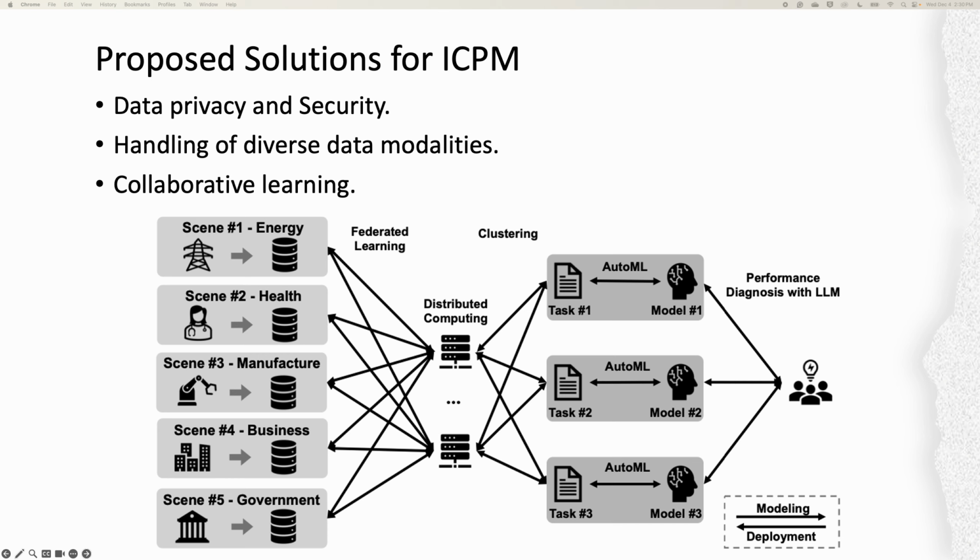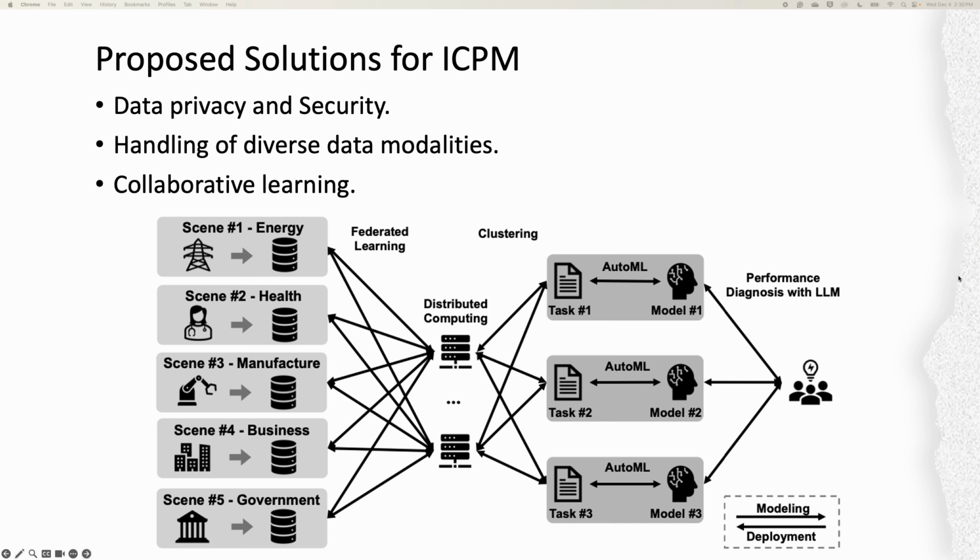So here we have 3 different task model pairs, I would say, since we have a task and a model. These are equipped with AutoML capabilities. So these handle the different aspects of process mining while also maintaining data privacy. The final stage of this process will be performance diagnosis using large language models, which is important because we want the stakeholders to know what is happening and to provide the insights to the stakeholders.